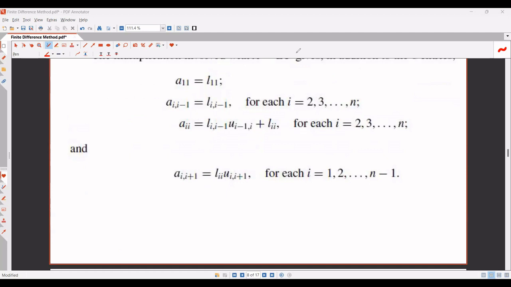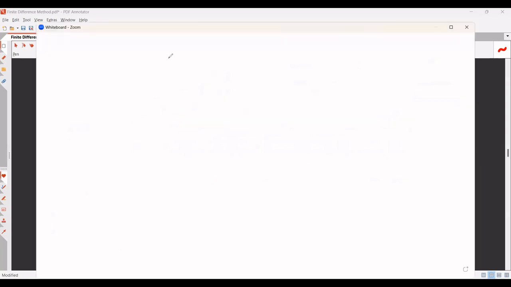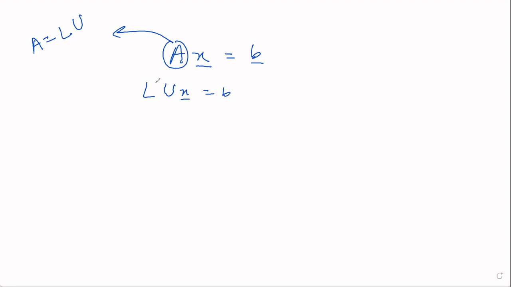Let me show you why. Originally we had a system of linear equations Ax equals B. This is what we started with, right? And somehow you expressed this matrix as a product of two very simple looking triangular matrices with a lot of entries zero, right? So what we have now is LUx equals B. Now simply consider U times x to be some other vector y. Then we have a system Ly equals B.